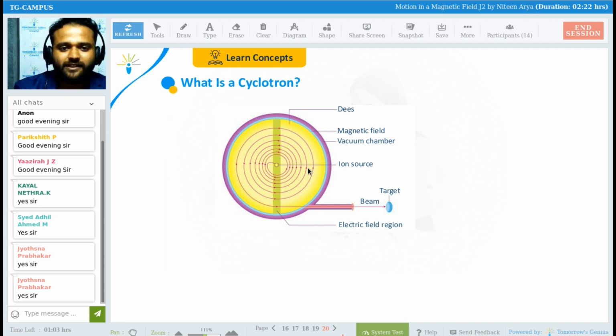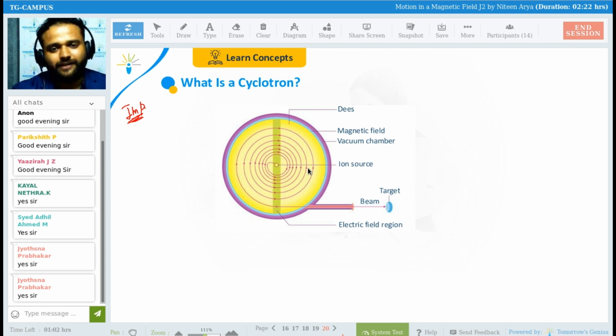So on the basis of that, there is a device which is known as cyclotron, and this is important again for both the experimental side and to know why we are learning this concept. So what is a cyclotron? First of all, I think that is pretty much clear.